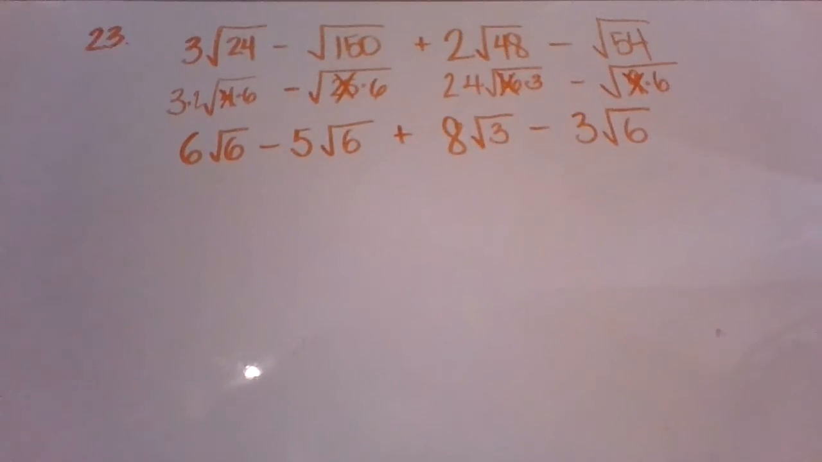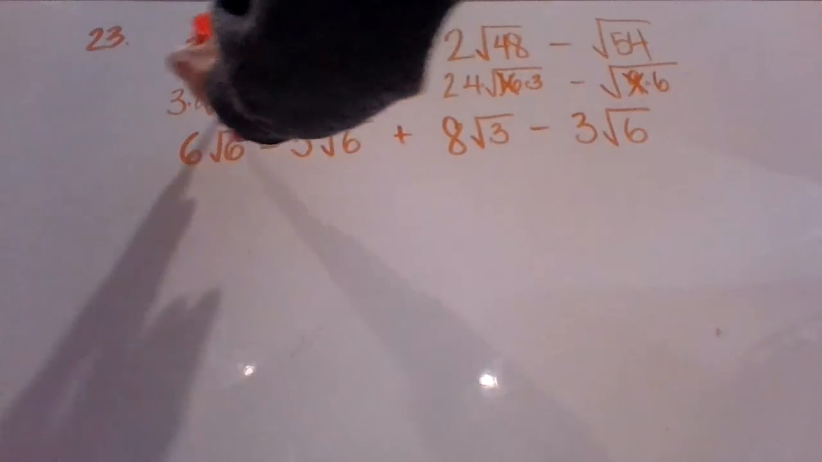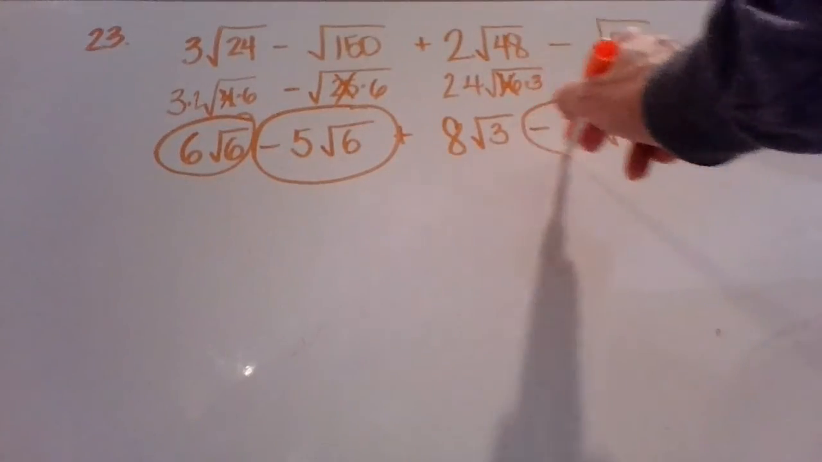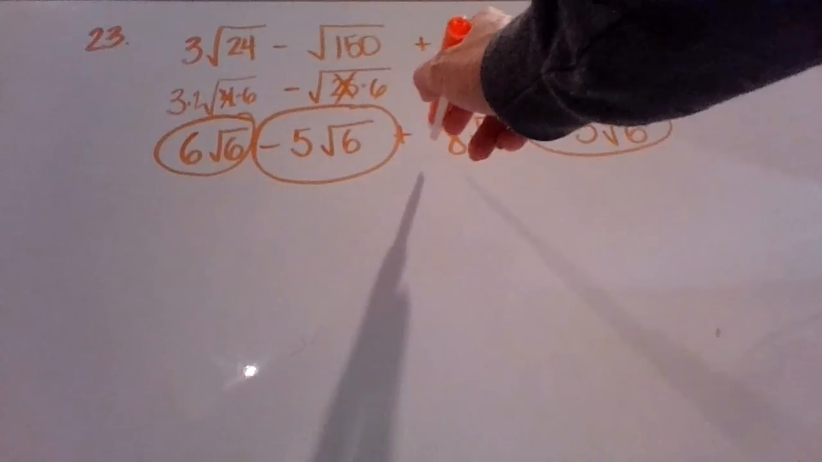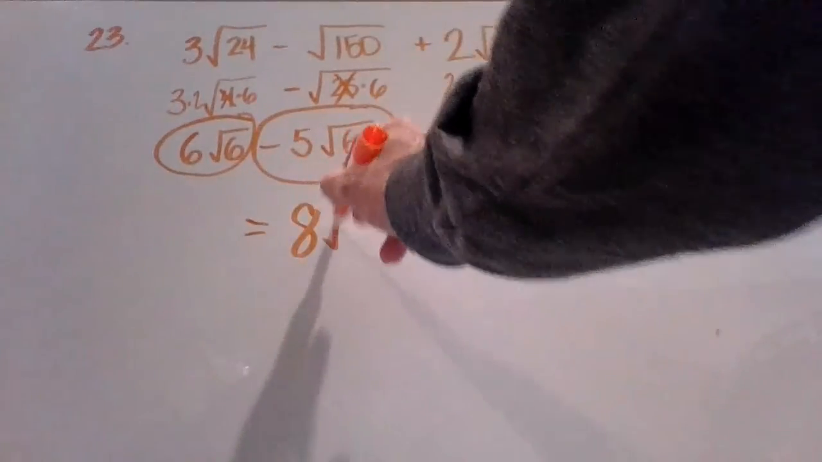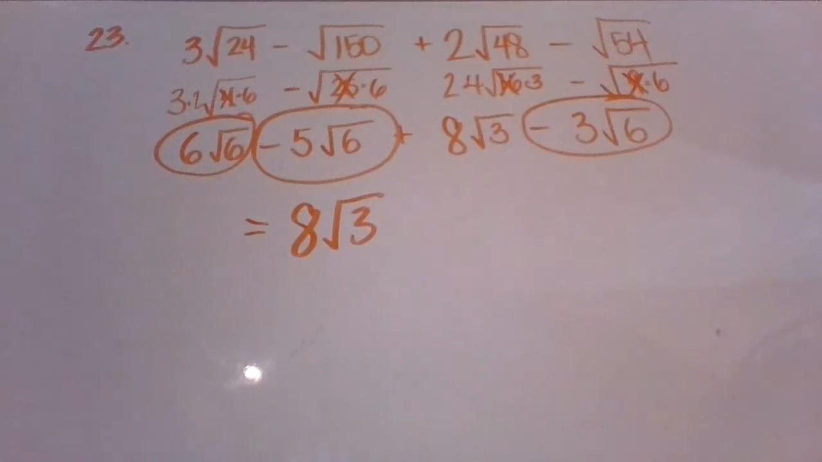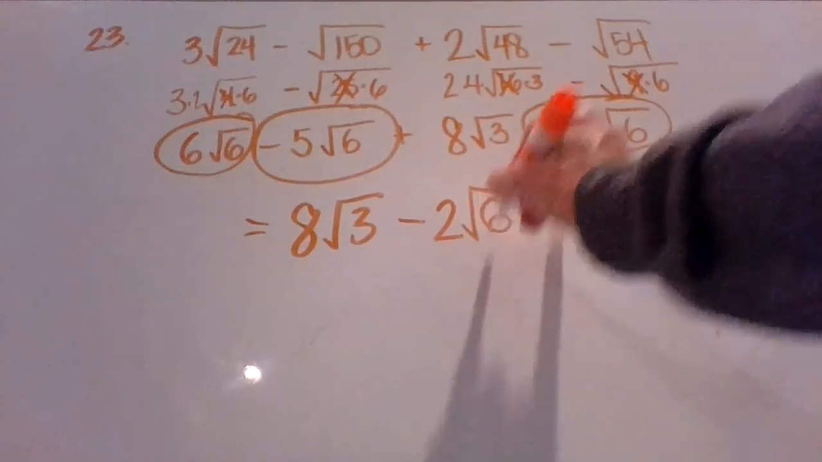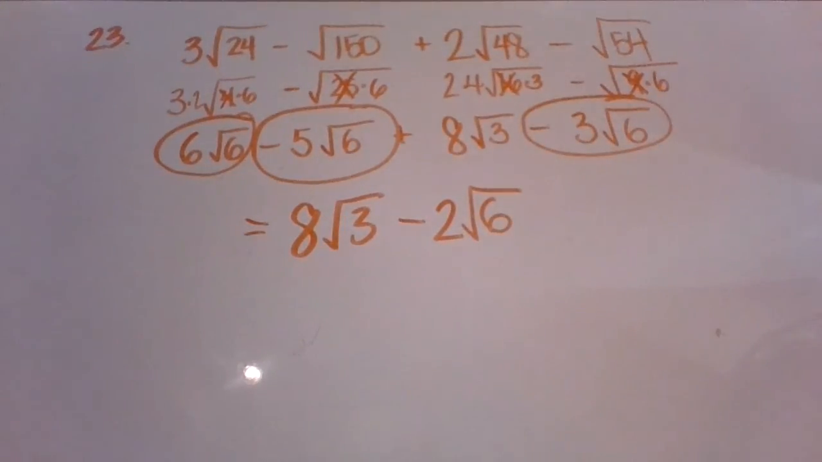Now I get to look to see what I get to combine together. I have a square root of 6, a negative 5 square root of 6, and a negative 3 square root of 6. And I've got this positive 8 square root of 3. I'm going to go ahead and write that 8 square root of 3 because there's nothing else to combine it with. Now I'm going to go 6 minus 5 is 1. Then minus 3 is negative 2. So negative 2 square root 6 is our answer.